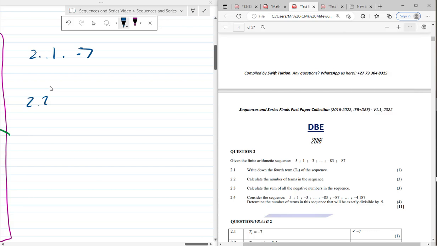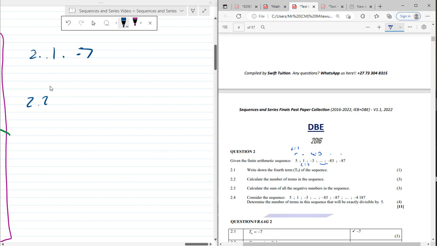So we know this is 5, we know this is 1, we know this is -3, and then a bunch of stuff happened in the middle here, and then we have -83 and -87. Now what you'll notice is that this is at n is equal to 1. This is at the first position of the sequence. This is at n is equal to 2, the second position of the sequence. This is at n is equal to 3, the third position of the sequence.